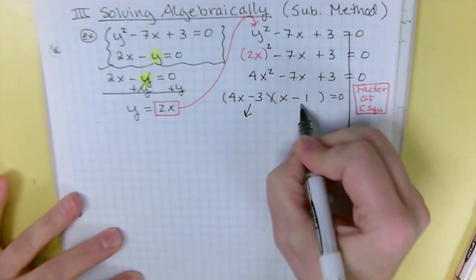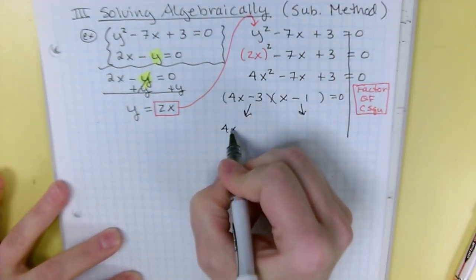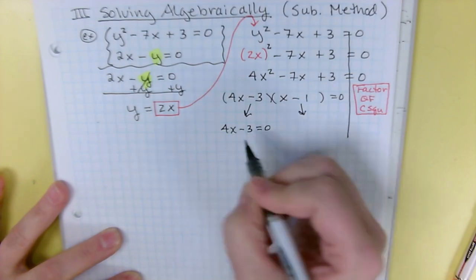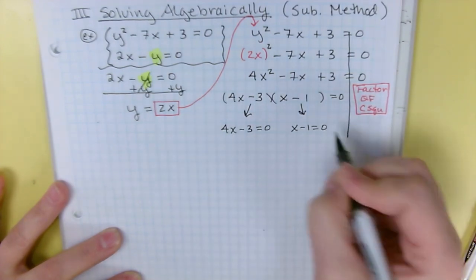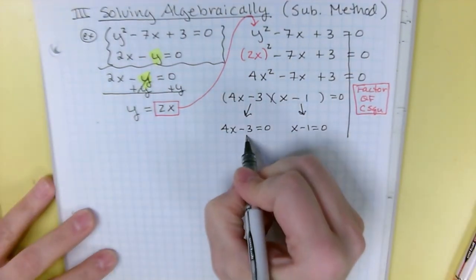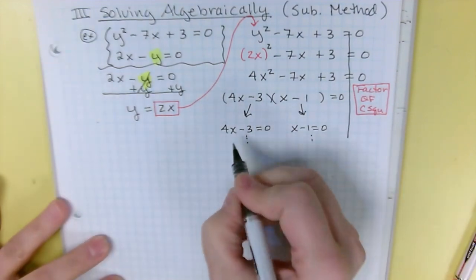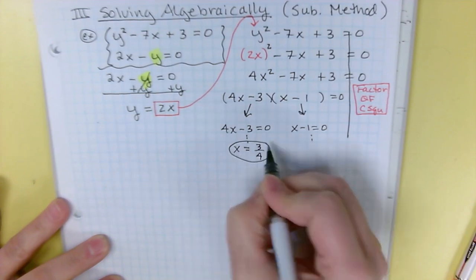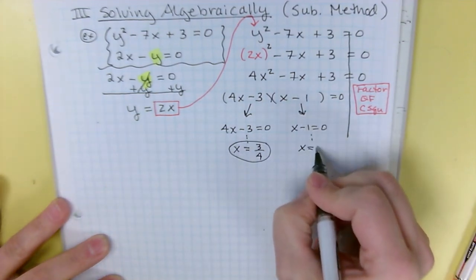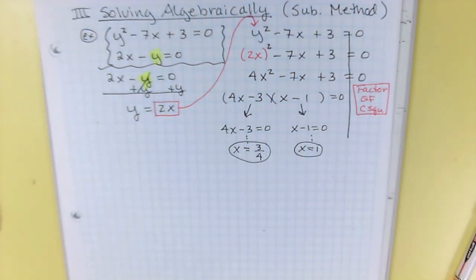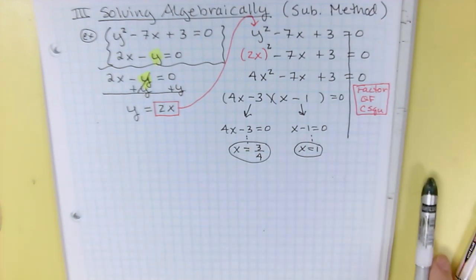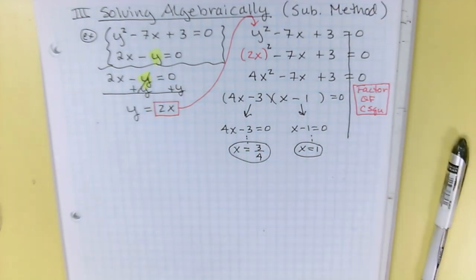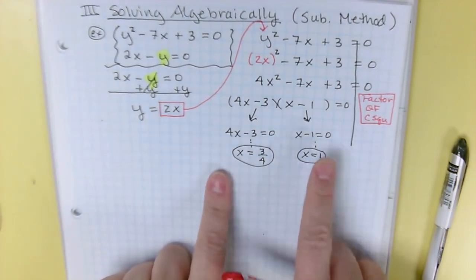So you set each factor equal to 0. So 4x minus 3 equals 0, x minus 1 equals 0, and you solve. I'm just going to put the answers because you all know how to do that. So x equals 3/4 and x equals 1. Now here's where this is different. Normally when you learn substitution, you only had one answer. We actually have two. So you have to sub each of them into the first equation to figure out what y goes with both points.